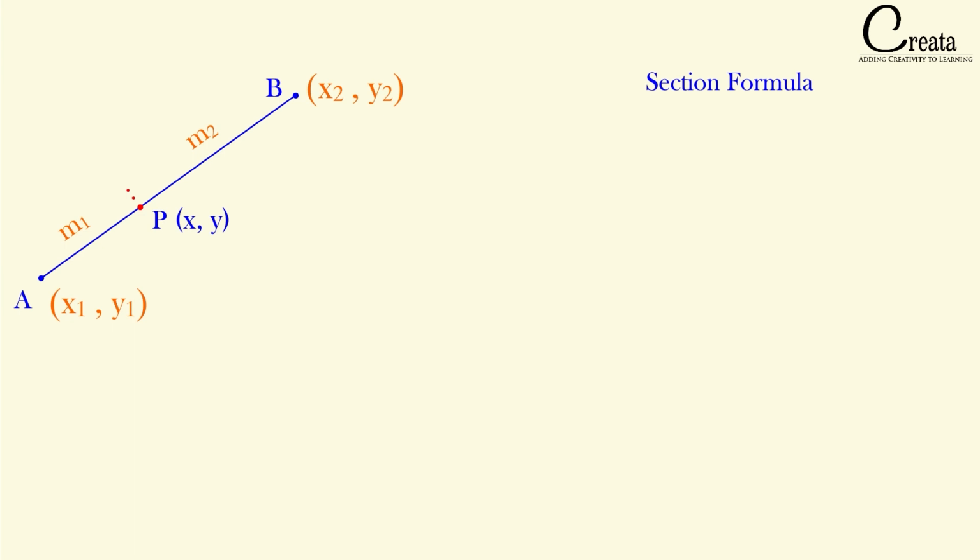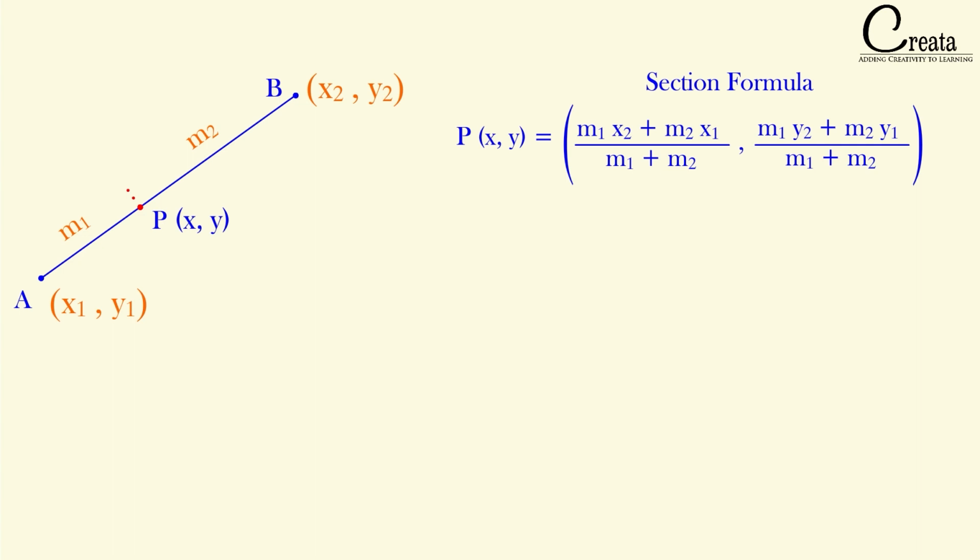So the coordinates of point P will be given by the section formula. That is, P x comma y, the coordinates of point P, will be M1 x2 plus M2 x1 upon M1 plus M2, comma M1 y2 plus M2 y1 upon M1 plus M2. The first portion is the x coordinate and the second portion is the y coordinate.